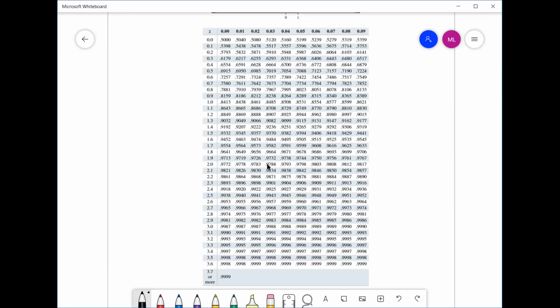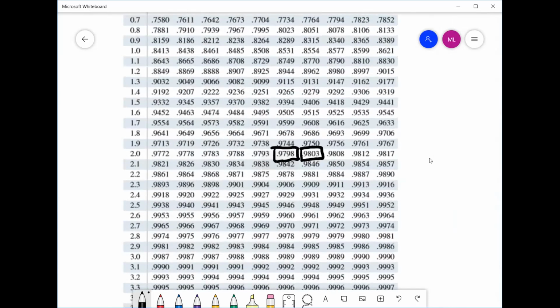Let's just go through this row. And it looks like, here we go. Here's two numbers that are close. This number is a little bit smaller. This number is a little bit bigger. And so we just need to pick whichever one is closer to 0.98.